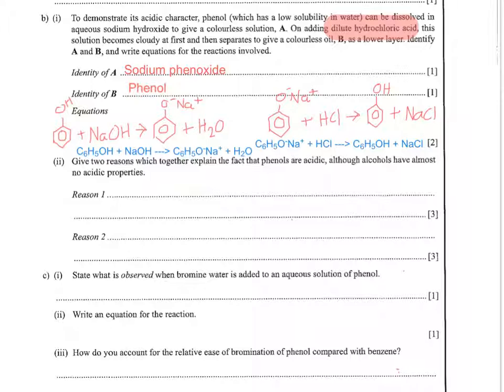So the next question asks us to give two reasons which together explain the fact that phenols are acidic, although alcohols have almost no acidic properties. And we looked at this in some detail earlier on in this clip, so it shouldn't be too difficult to cast your mind back and have a think about what to put here.